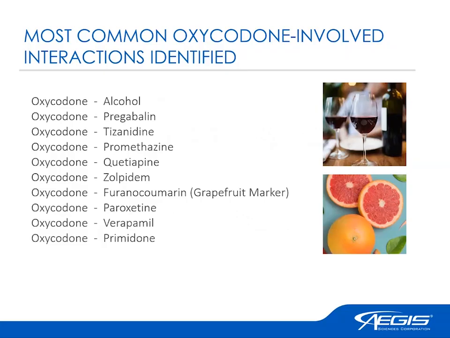I chose a couple to highlight with pictures as these are things that might not be as readily remembered as medication interactions. Alcohol increases the CNS depressant effects of oxycodone, and grapefruit inhibits the CYP3A4 metabolism. So these are also very important and very frequent interactions that we see with oxycodone.